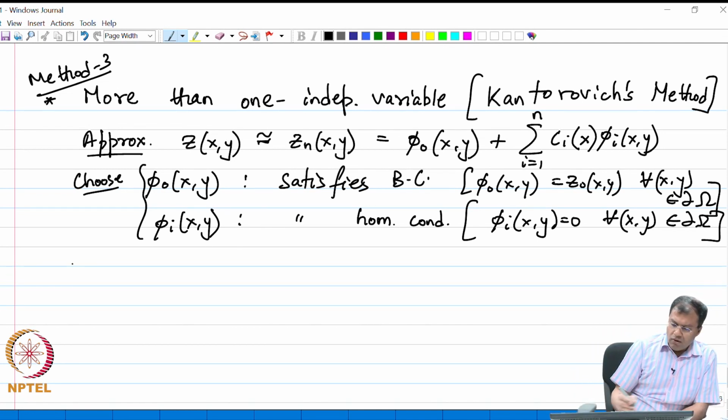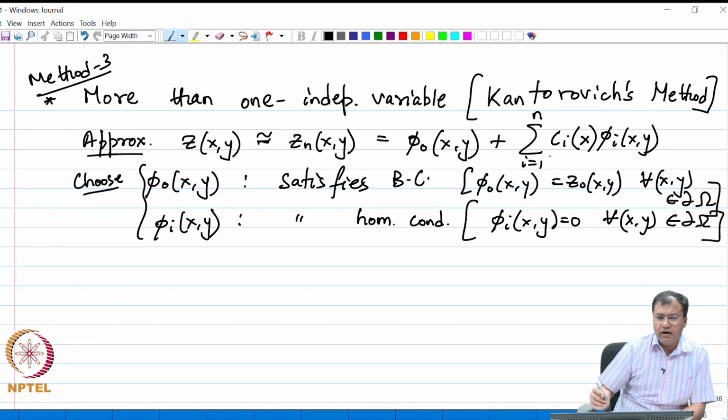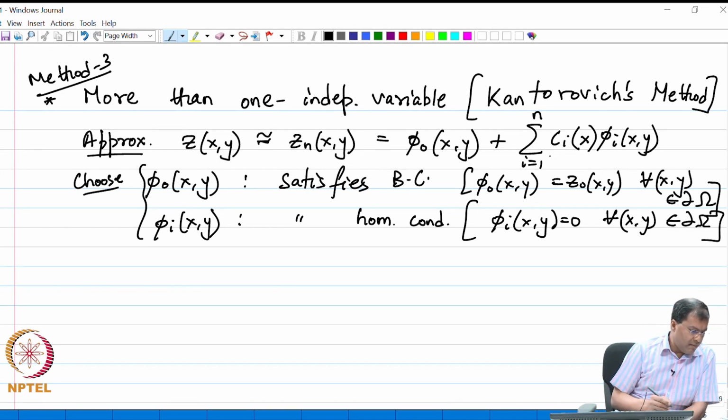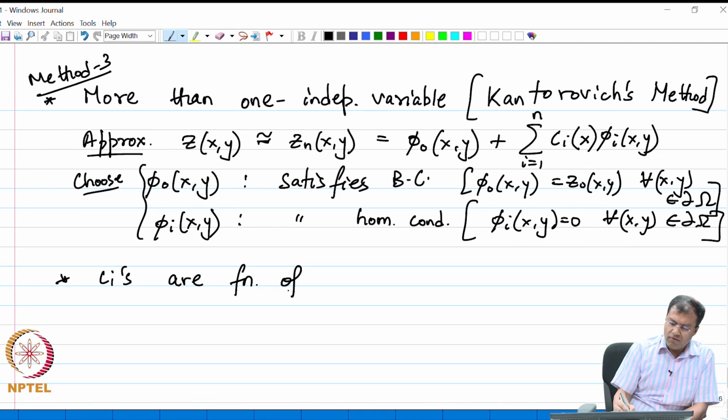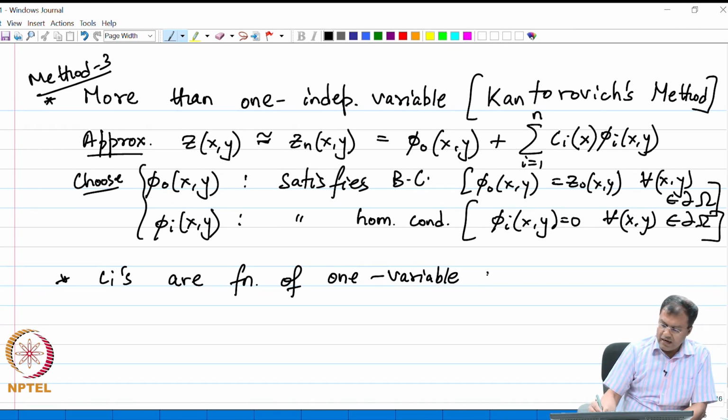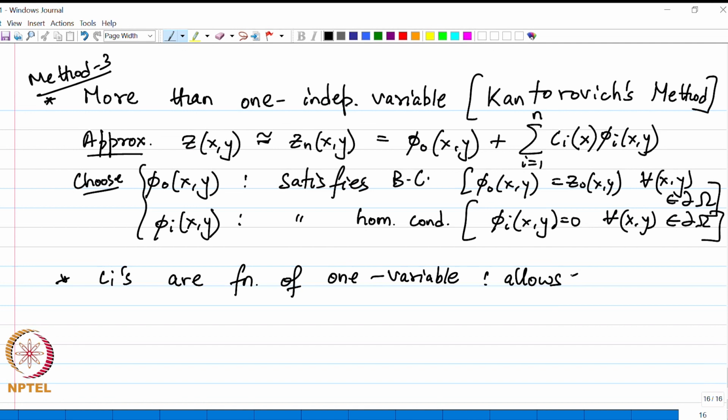Now, since we have chosen the C_i to be functions of one variable, it allows us to choose a larger class of functions. So, this generalization of the Ritz method has provided us with more flexibility here. As I said, the major difference is that the C_i's are now functions of one variable, and it allows a larger class of functions to be used.